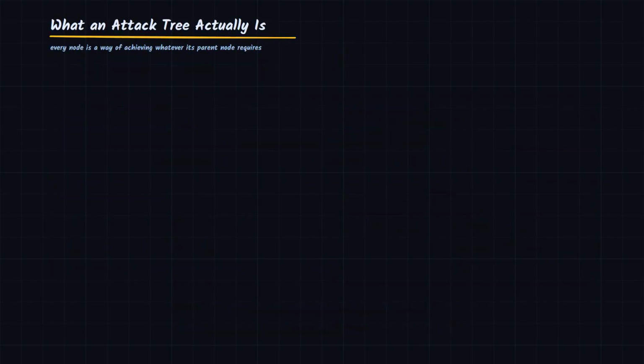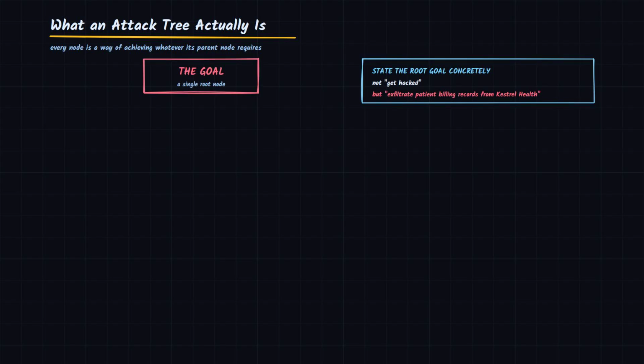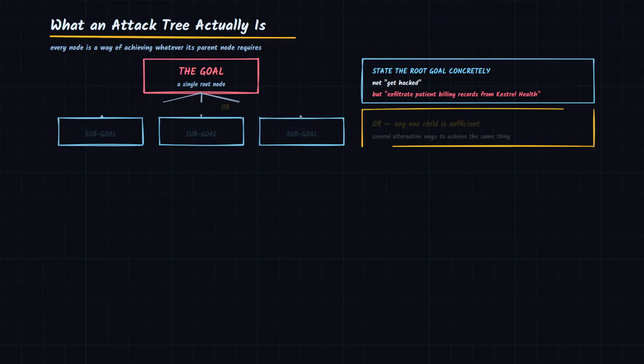An attack tree starts from a single root node, a specific attacker goal, stated concretely. Not "get hacked," but something like "exfiltrate patient billing records from Kestrel Health." Every other node in the tree is a way of achieving whatever its parent node requires, and the connections between siblings carry real logical meaning. An OR relationship means any one child is sufficient on its own. Several alternative ways to achieve the same thing. An AND relationship means every child is required together, a sequence of conditions that all have to hold.